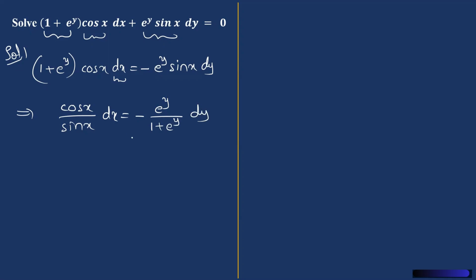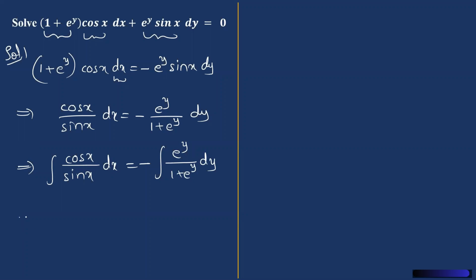Right? Now see, from here, we are just going to take integration. Therefore, it becomes integration of cos x divided by sin x dx equals minus, I'm writing it as it is, integration of e^y divided by 1 + e^y dy. Now, again, same story, right? f prime by f. On the left hand side, you can see it is just like f prime by f, so its integration is log f, like log sin x. And it is equal to, you can write this minus sign as it is.